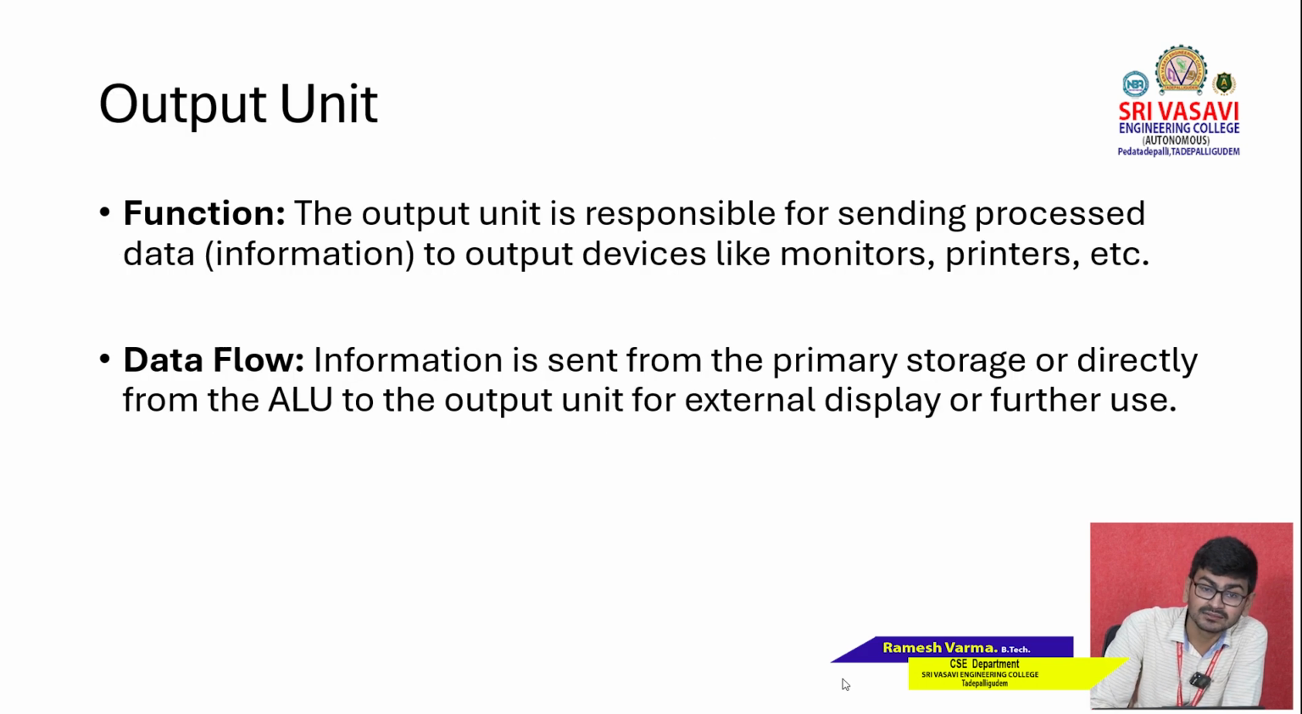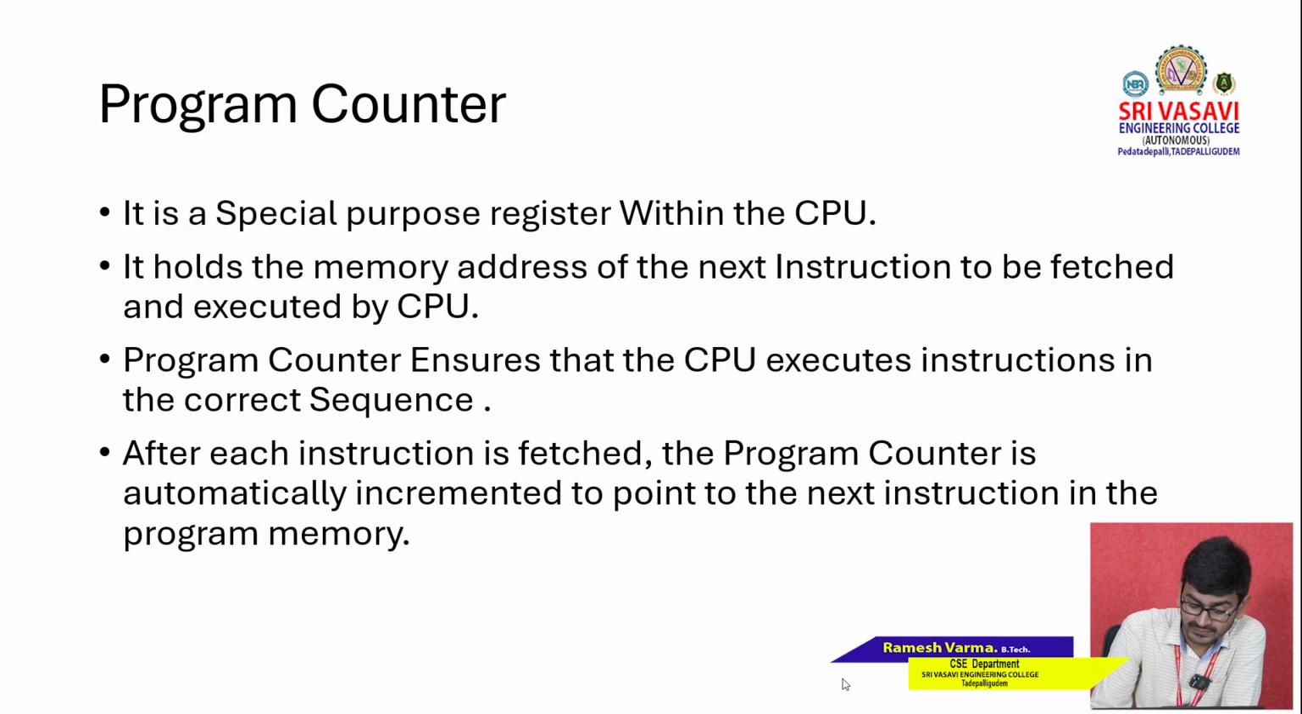The output unit is responsible for displaying your information. Now let's see the output unit. The output unit is responsible for sending processed data to the output devices like monitors and printers. The information is sent from the primary storage or directly from the ALU for external display or further usage.